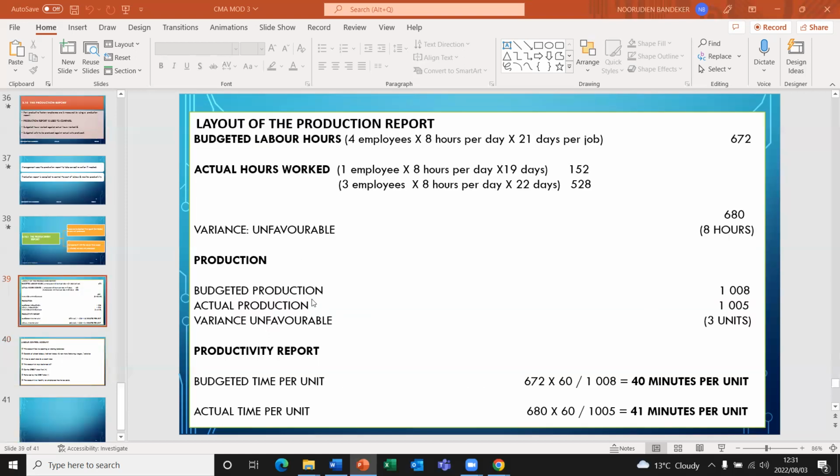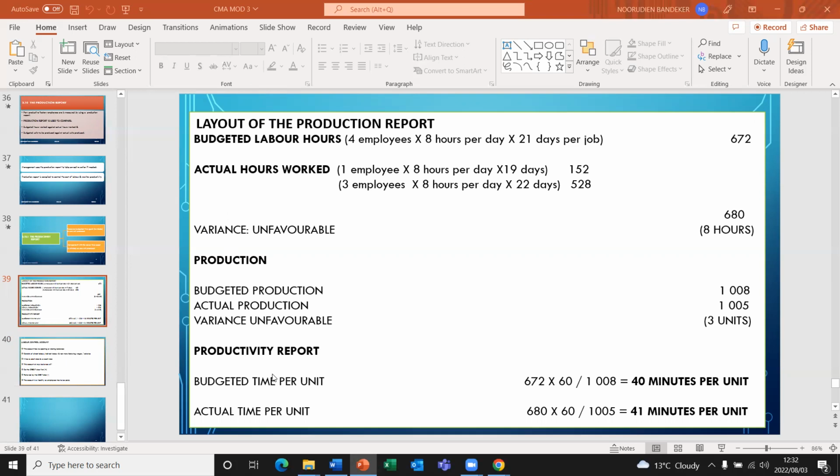Now, what do you compare that with? Now, you look at the production. Budgeted production is 1,008. The actual is 1,005. So they produced less, and therefore the variance is unfavorable, and therefore there's 3 units in brackets. So that basically is your production report.